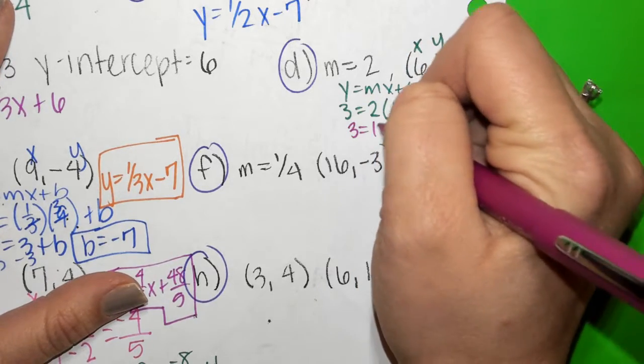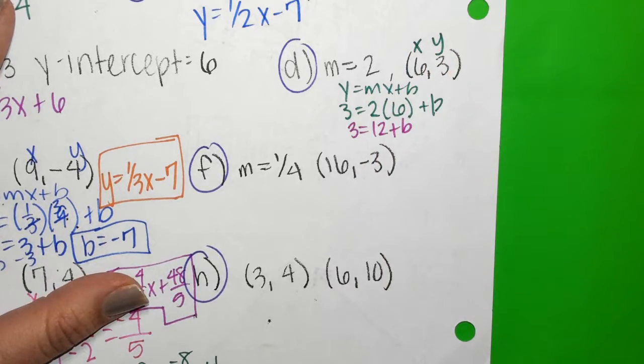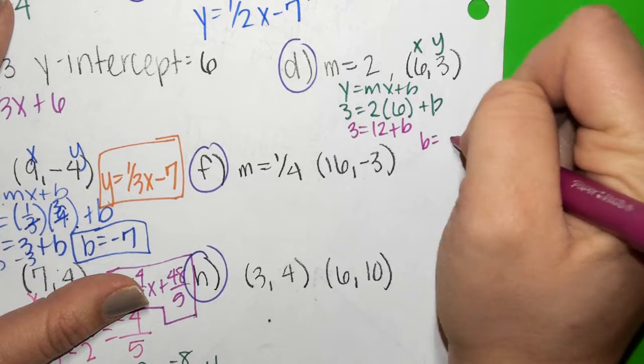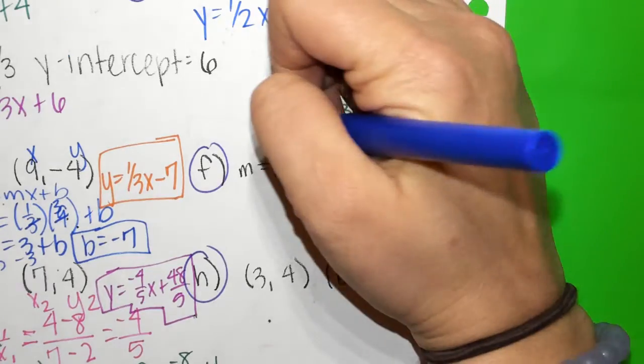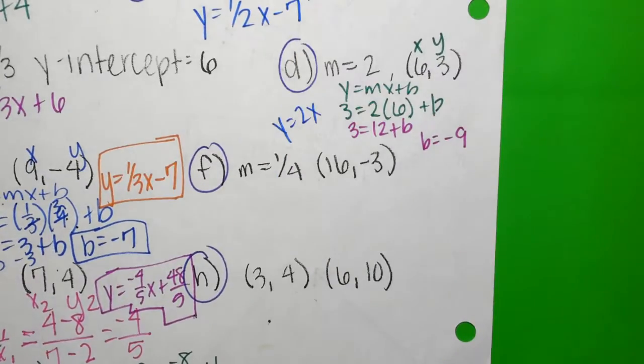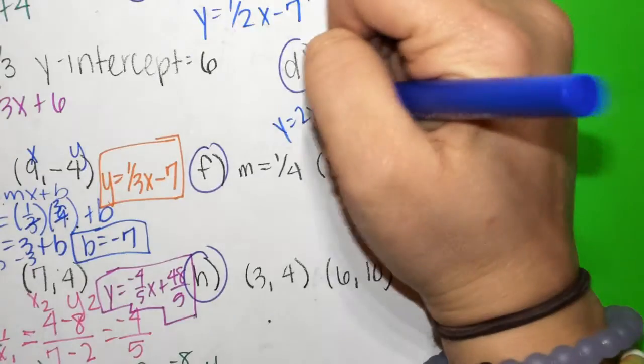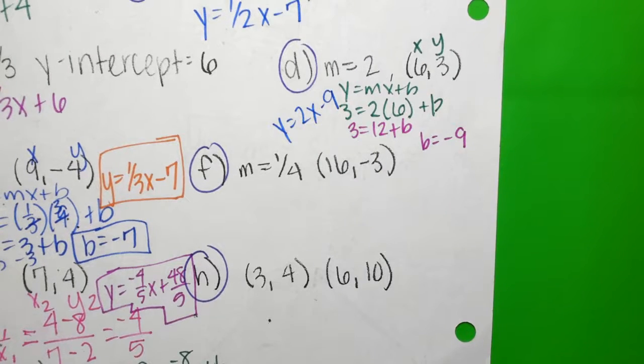So you have 3 equals 12 plus b. And then we'd subtract 12 from both sides, and we get b equals negative 9. So our equation is y equals 2x minus 9. Who got that one right?